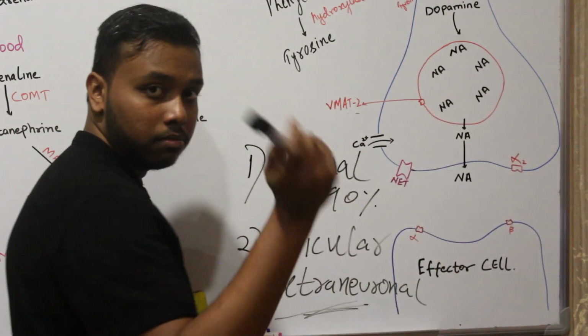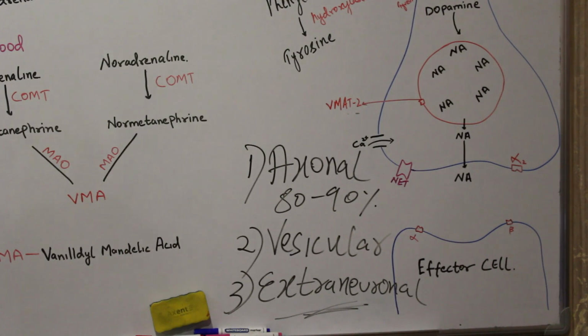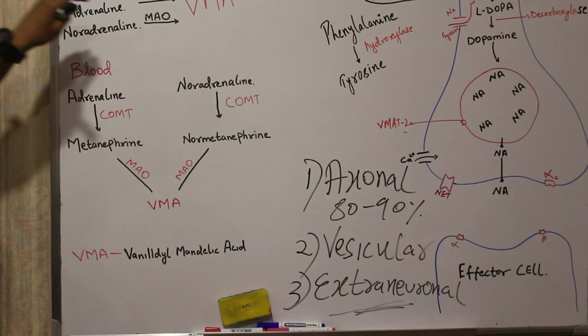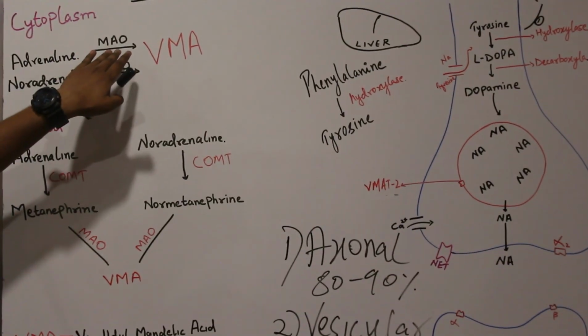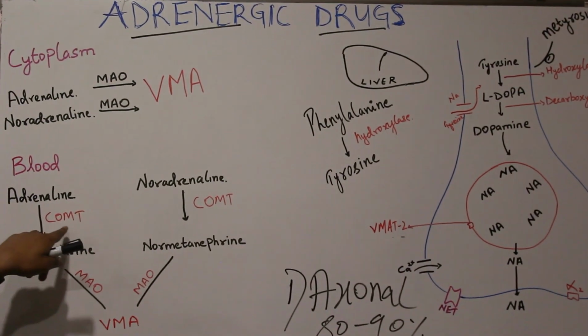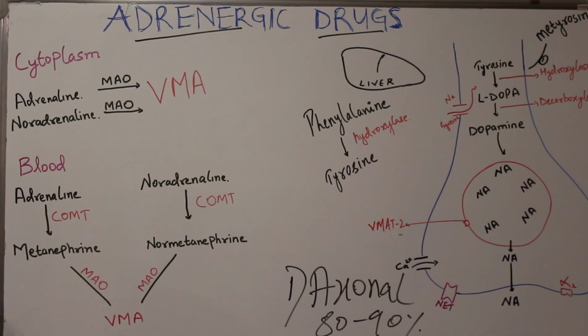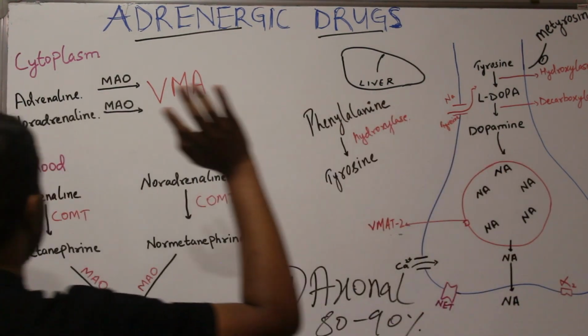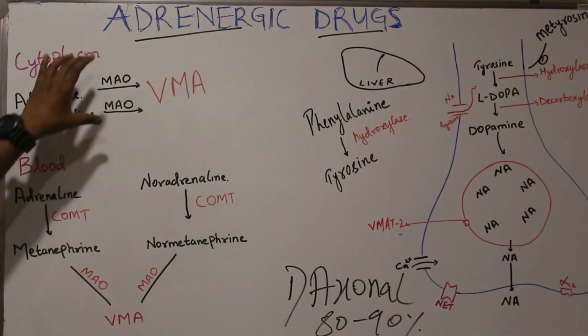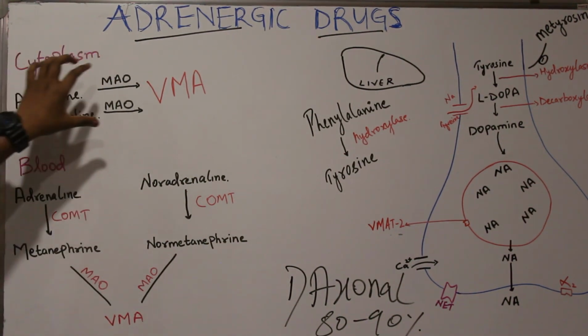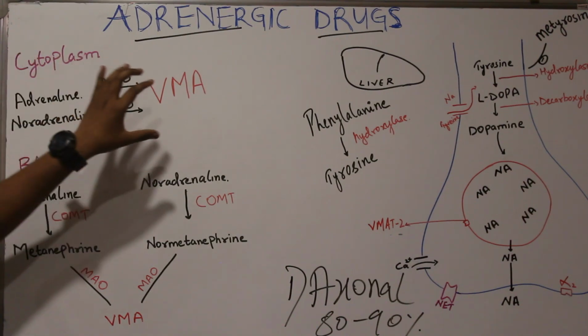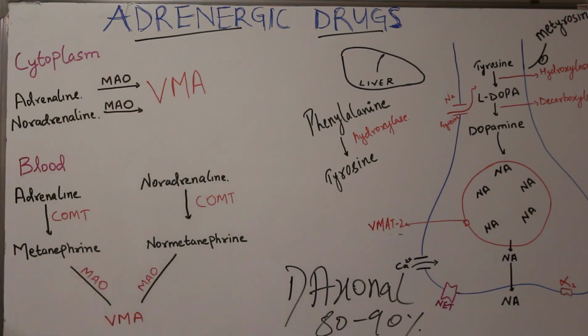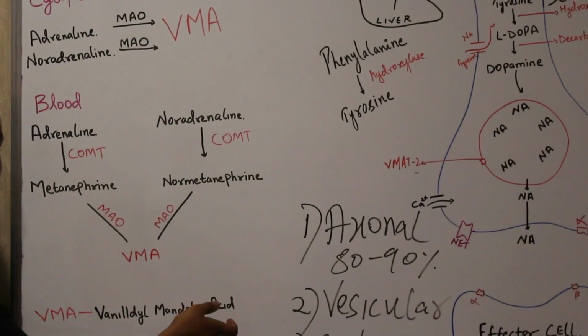Another way is by metabolism. When we come to the topic of metabolism, there are two main enzymes which are very important. One is MAO, which is monoamine oxidase, and another is COMT, catechol-O-methyl transferase. When there is too much adrenaline and noradrenaline present in the cytoplasm, MAO plays a major role, converting noradrenaline and adrenaline into VMA. What is VMA? VMA is vanillyl mandelic acid.